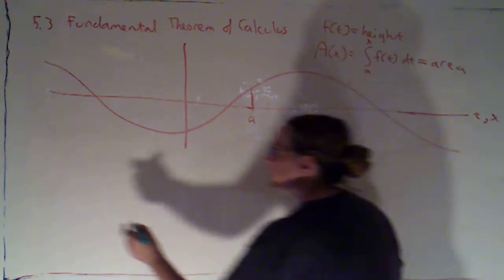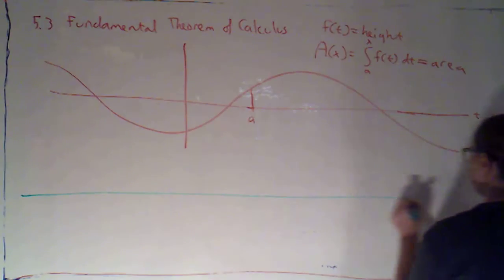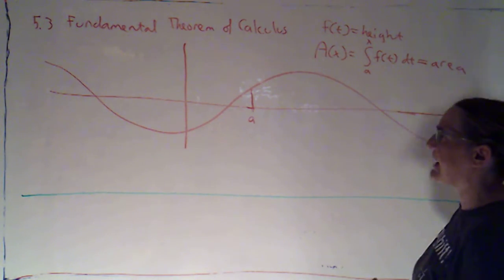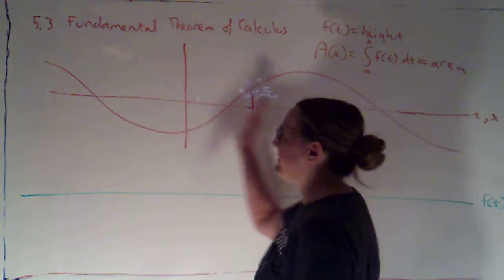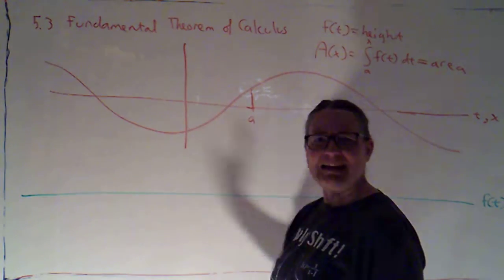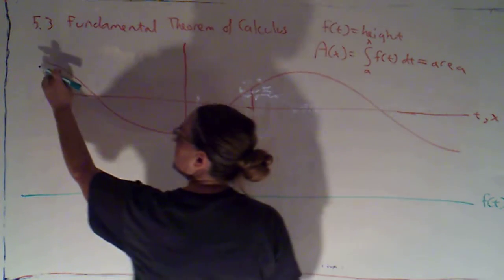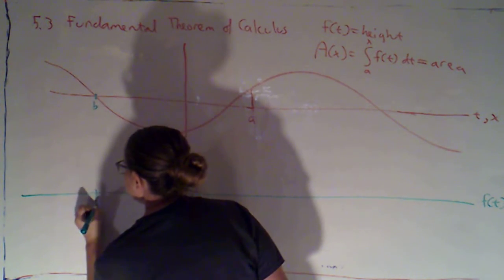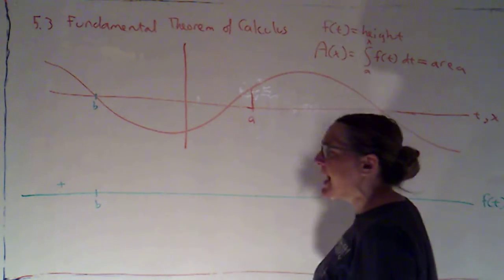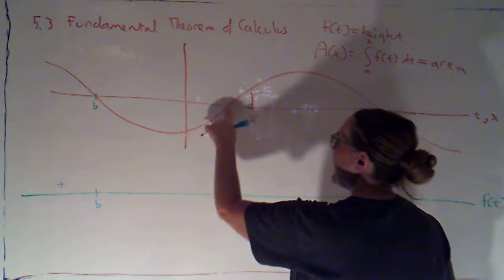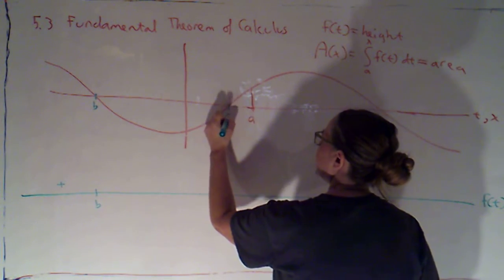I'm going to record down here the sign of the height function. That's rather easy to pick out. If I read across from left to right, the height function is positive when it's above the t-axis and negative when it's below. So we start out positive. I'm going to call this point B. The height function is positive until we hit B. Now the height function is going to be negative until we hit this point C.